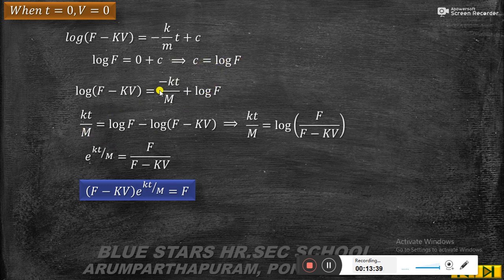In the next step, this -kt/m I write on the left-hand side, and log(F - kv) on the right-hand side. So kt/m = log F - log(F - kv), which implies kt/m = log(F/(F - kv)). Next I take the exponential on both sides. So e^(kt/m) equals, the exponential and log cancel.